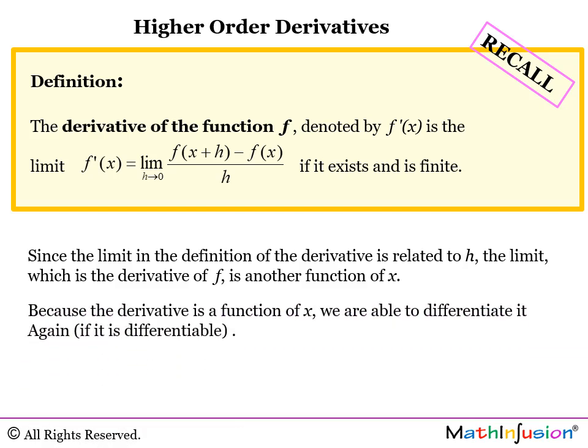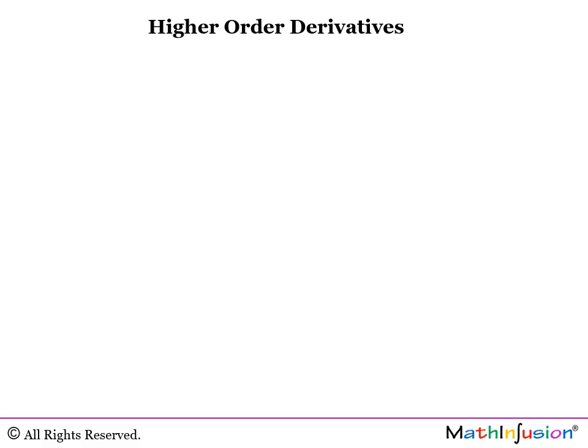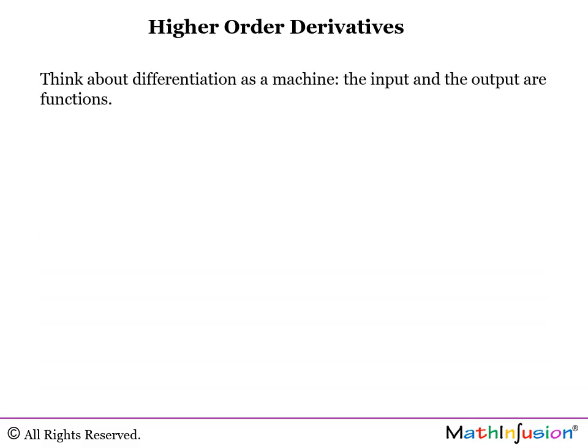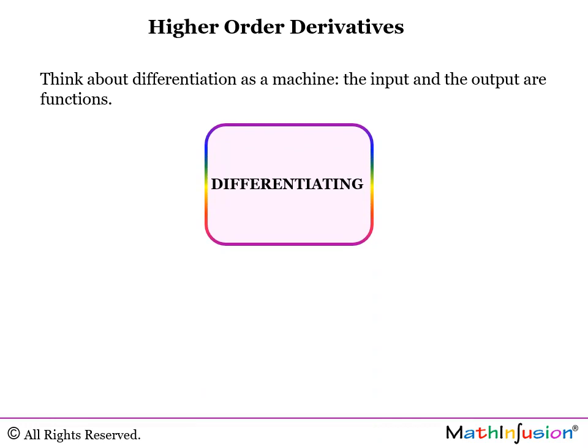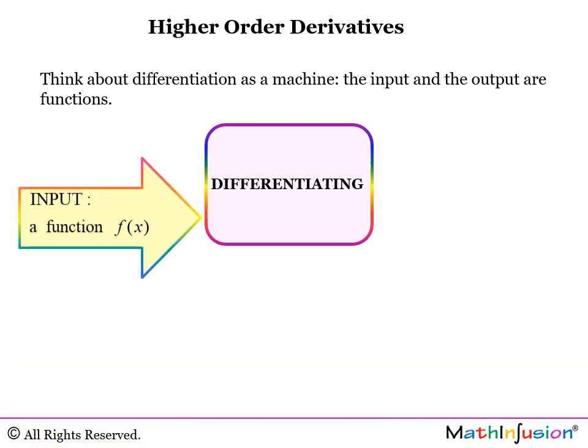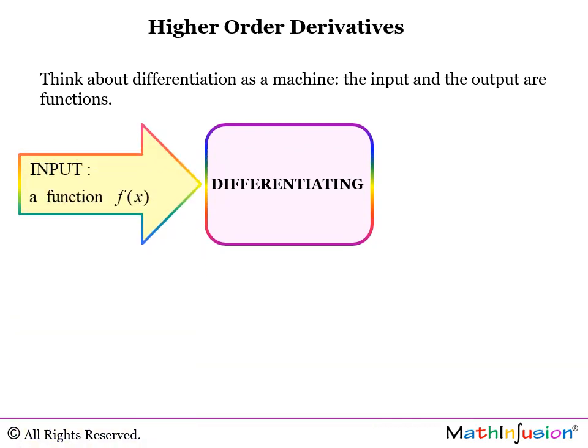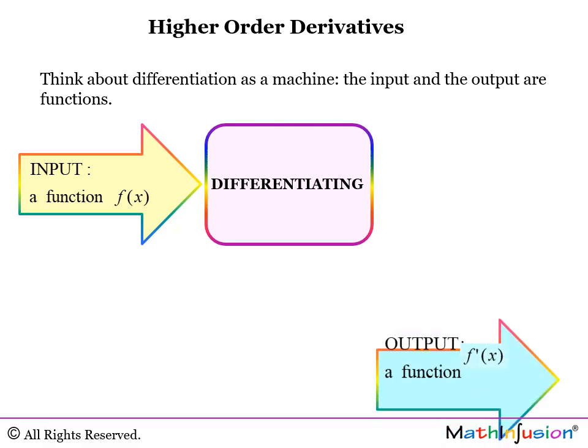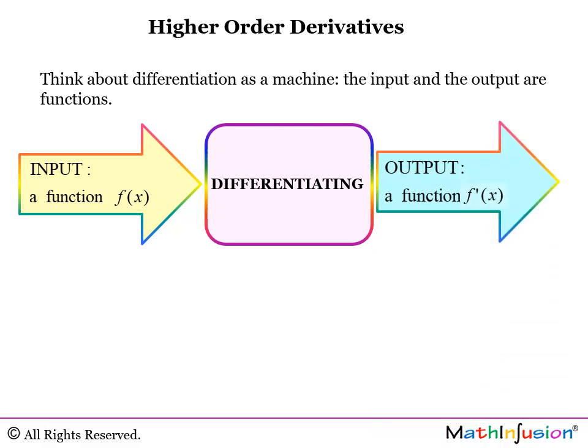Because the derivative is a function of x, we are most likely able to differentiate it again, if it's possible, which means if it is a differentiable function. Think about differentiation as a machine. The input and the output are functions. Here's the machine that differentiates. It means that if you put a function in, then you will get the derivative of the function out.